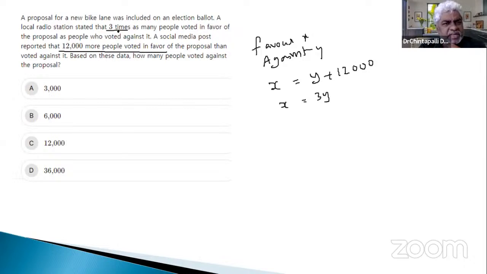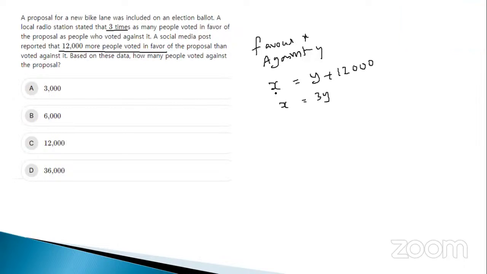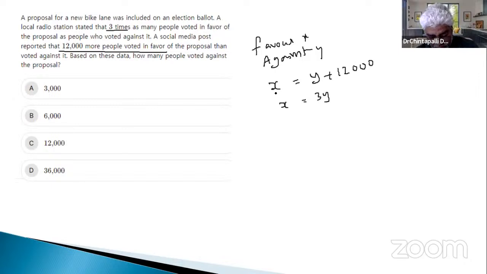A local radio station stated that 3 times as many people voted in favor of the proposal as people who voted against it, so 3 times y is equal to x. Solve it. Just replace x by 3y. Then the count of negative votes can be obtained by replacing x by 3y.